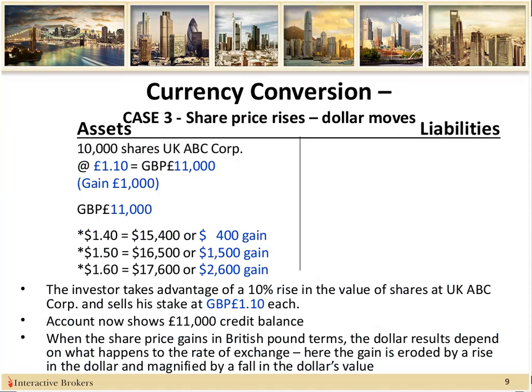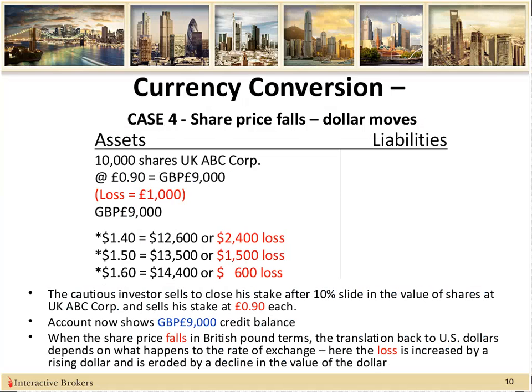But notice what happens if the dollar strengthens to $1.40. The gain is reduced to just $400. But if the dollar weakens during this time to $1.60, the gain is magnified to $2,600. So when the share price gains in British pound terms, the dollar results will depend on what happens to the rate of exchange. Here, the gain is eroded by a rise in the dollar and magnified by a fall in the dollar's value.